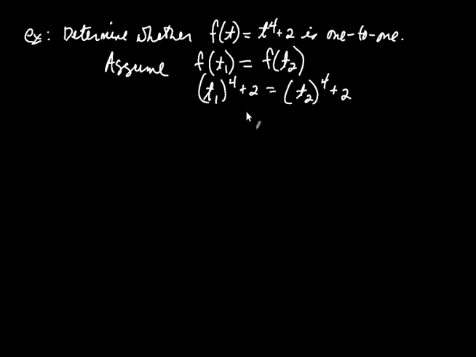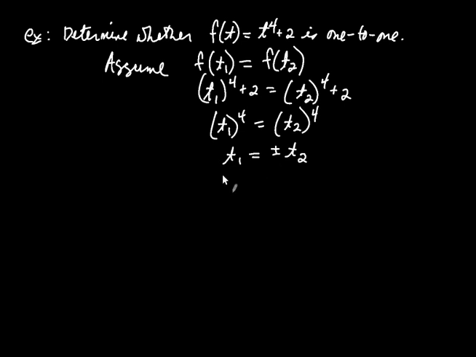Well, if you subtract 2 from both sides, what you get is that t1 to the fourth must be equal to t2 to the fourth. Now, what does that imply about t1 and t2? Does it imply that they're equal? Not necessarily, right? Because one could be the negative of the other. The negative would cancel out. So all this implies is that t1 is equal to the positive or the negative of t2.